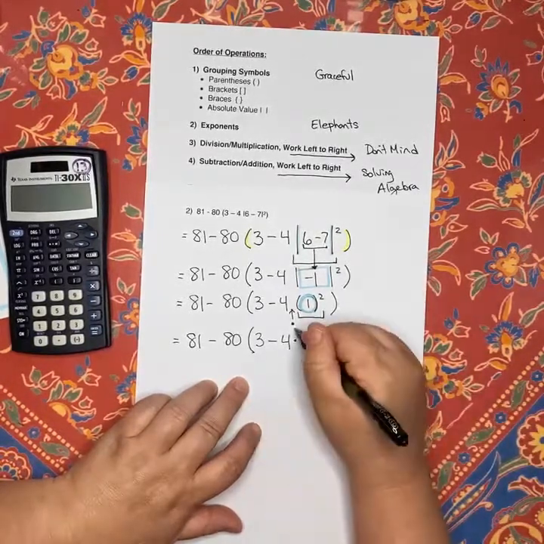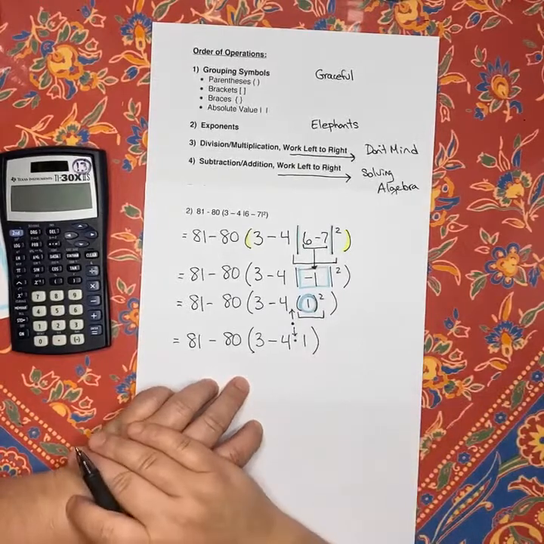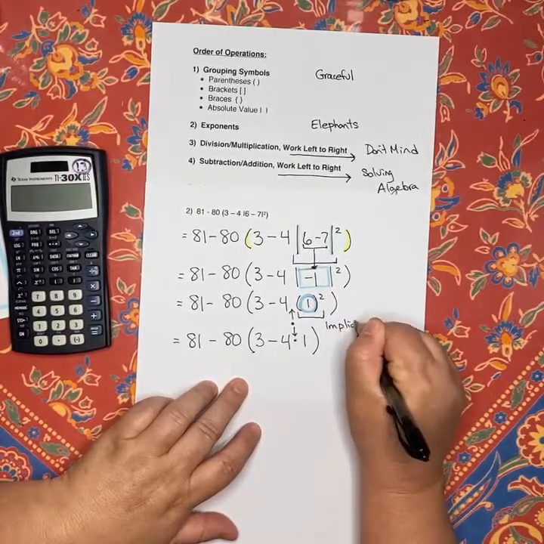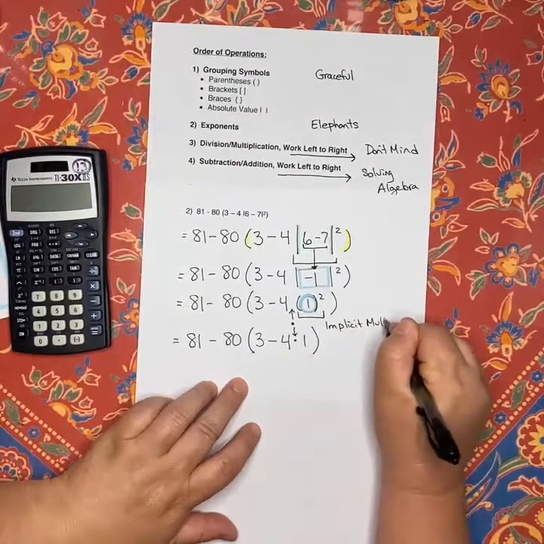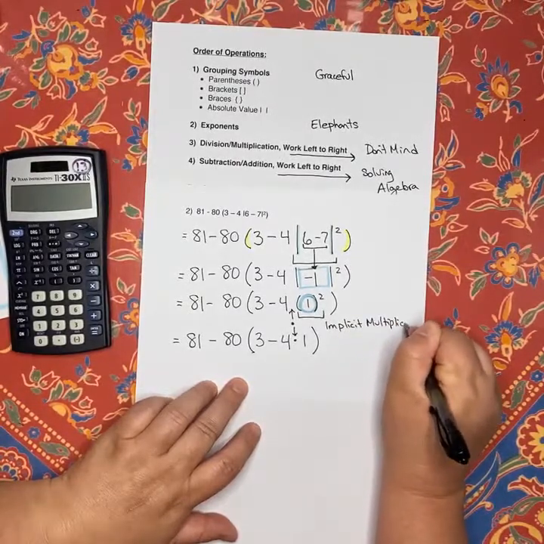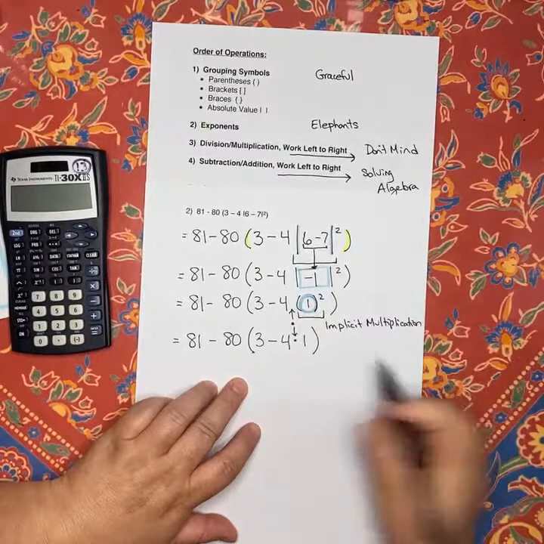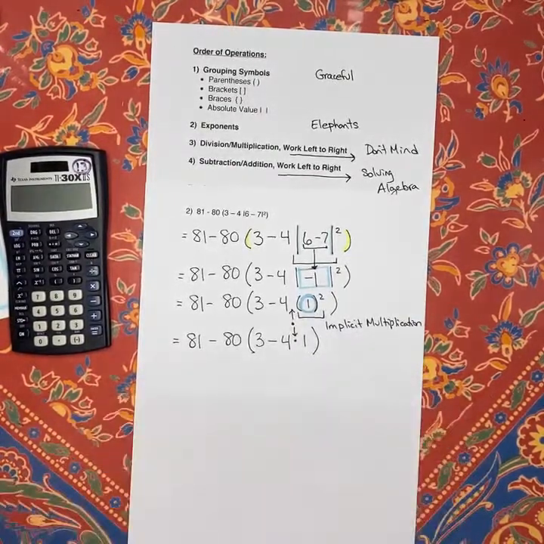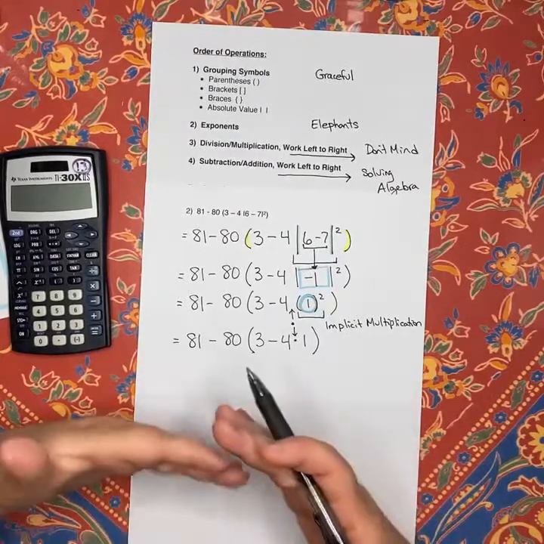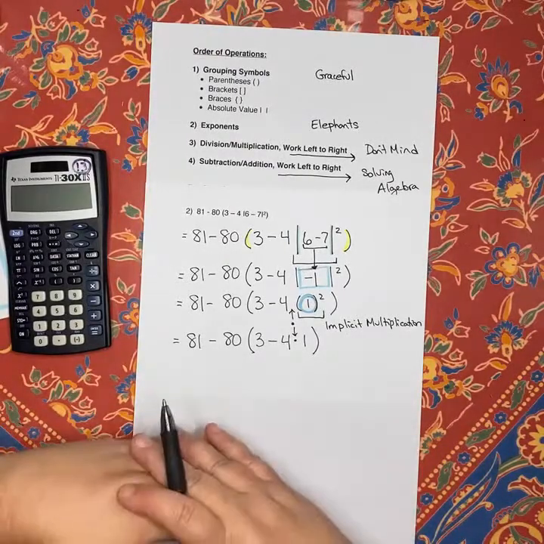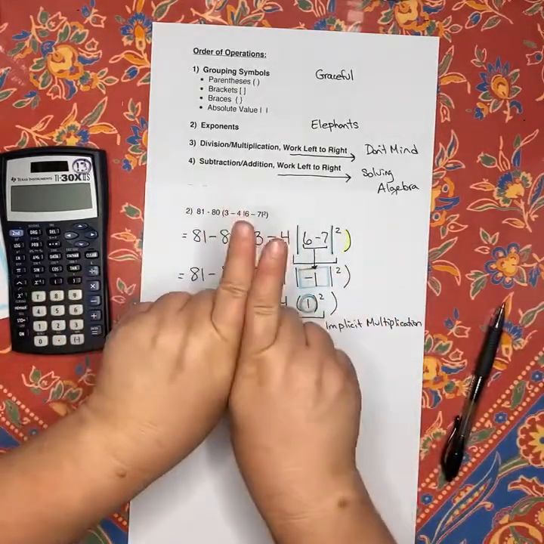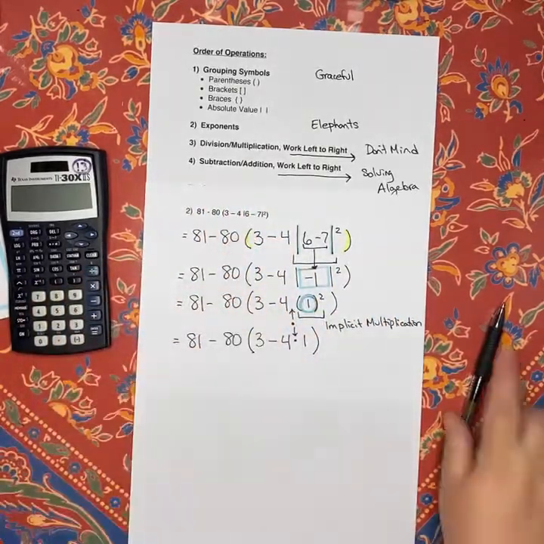I write the multiplication in. This is called implicit multiplication. It's implicit because it's not written. Explicit means you see everything. Implicit means it's hidden. It's secret multiplication. But that's the rule. When we take two things and we smash them together, they're multiplied.